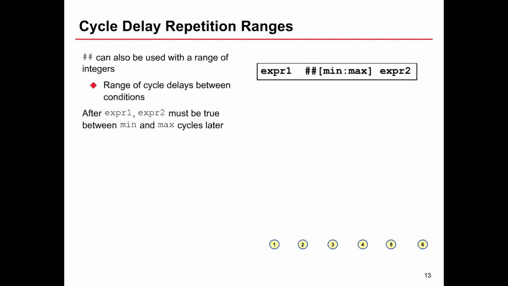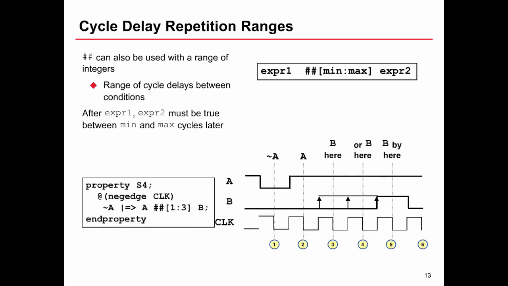What this allows then is differences in behaviour to be observed. So let's look at the example here, property S4. At every neg edge clock we're checking if not A is true. And if it is, we're requiring from the next cycle we observe A. And then following that we've got a delay. But the delay is between 1 and 3 cycles, followed by B.